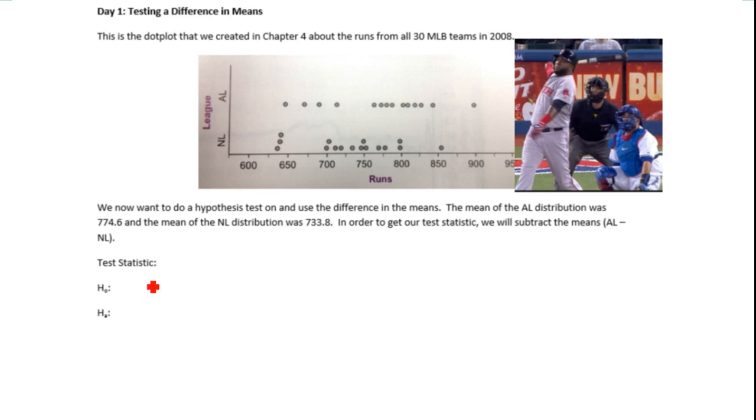So our H0 would be teams in the AL have the same ability to score runs as teams in the NL. My HA would be teams in the AL have a greater ability to score runs than teams in the NL.